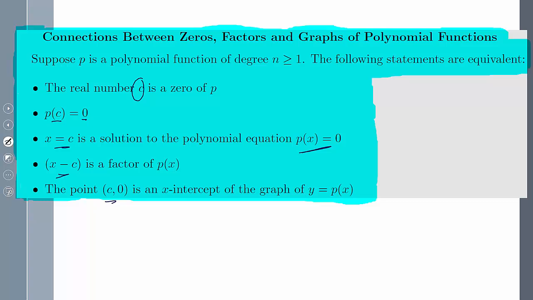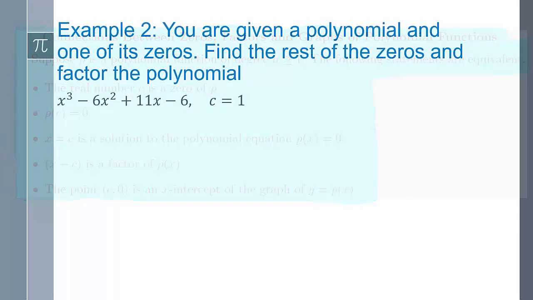if c is a 0, that means your polynomial is going to equal 0, which means we could also say x equals c is going to be the solution to that statement of p of x equals 0. We could also write it as a factor, or we could say it as an x-intercept. That's all that this thing is pointing out. So let's look at that.